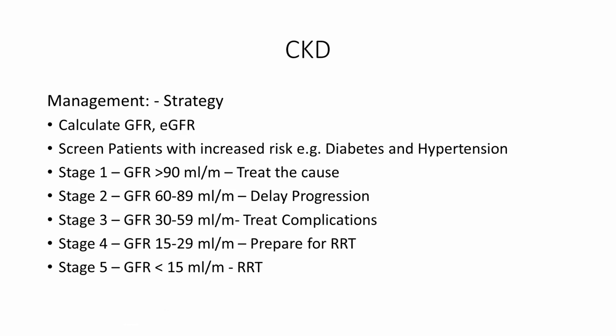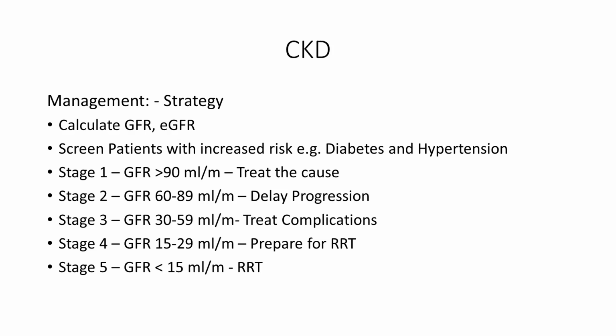because these are the two most common causes of chronic kidney disease. In stage 1, as the kidney functions are not impaired, in fact GFR is more than 90, you have to treat the cause, for example, diabetes, hypertension, or any autoimmune disease, or any systemic disease. If the GFR is between 60 to 89 ml per minute, you try to delay the progression of chronic kidney disease to stage 3.